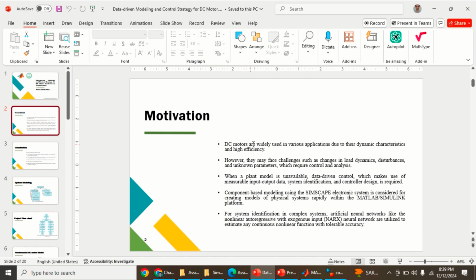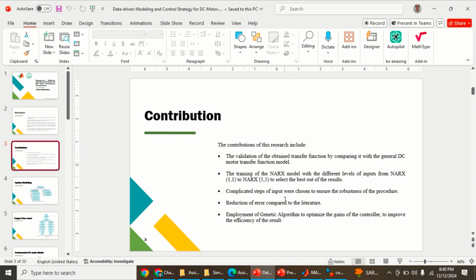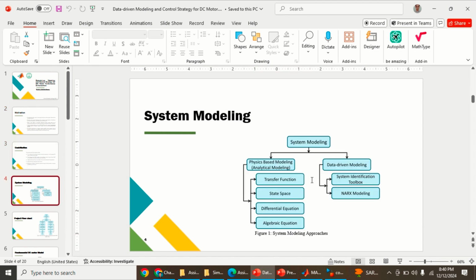Here our system is a DC motor. We are simply using the DC motor to explore the system identification technique. These are our contributions. The system can be modeled broadly in two ways: physics based modeling and data driven modeling. Specifically, it can be modeled using a transfer function, state space, differential equation and algebraic equation, and by using data it can be modeled using the System Identification Toolbox and the NARX modeling.